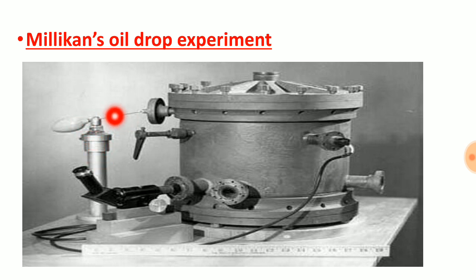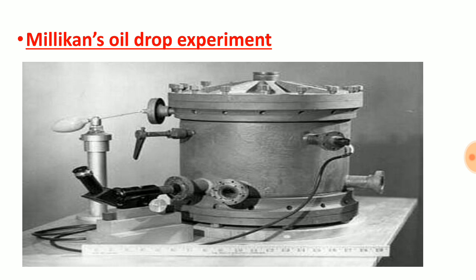We use clock well in this experiment because from clock well we can get small droplets, and clock well does not vaporize easily. And this is the traveling microscope, and there are different windows. This is a source of X-ray, and we can apply different potentials, different voltages, between the plates.